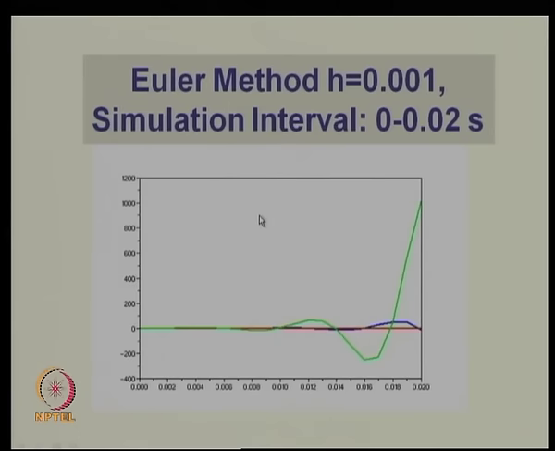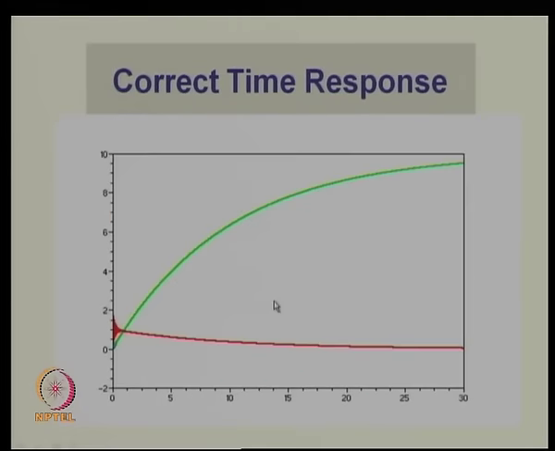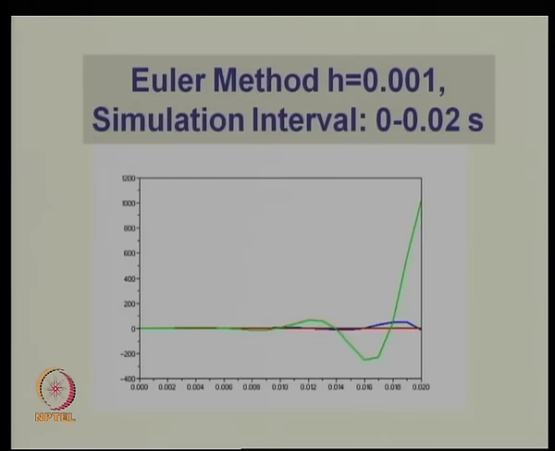Just to replot what I got just now using Euler method with h of 0.001 and a simulation of just 20 milliseconds, you see the beginnings of the fact that this discrete time system obtained by using Euler method is just blowing up. So, we are nowhere close to either this response or that response. Euler method is giving a horribly wrong solution. In fact, it is giving a qualitatively wrong answer also. It is not only inaccurate, it is giving a qualitatively incorrect inference about stability.